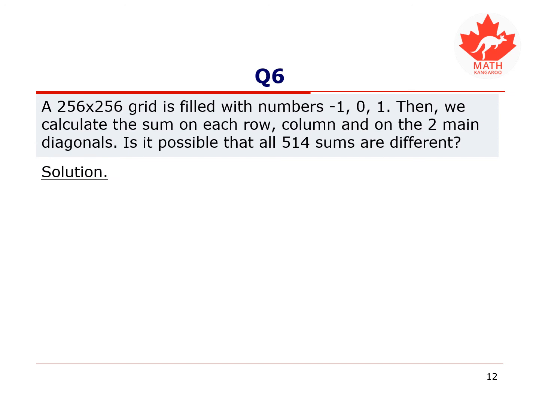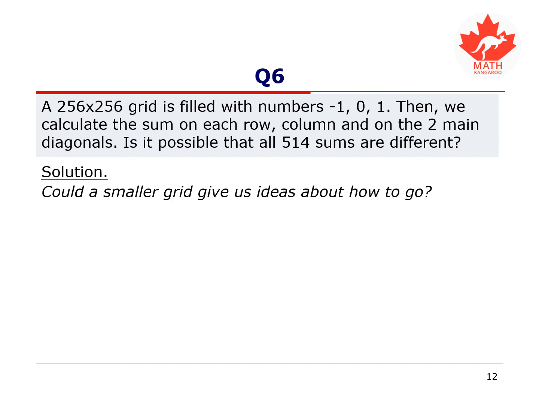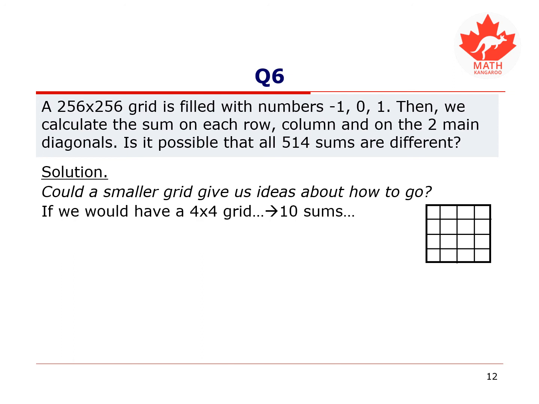I don't know about you, but I find 256 by 256 entirely too big of a grid to think about. So instead, I'm going to think about smaller numbers. If I find something that works, a solution for a 4 by 4, for example, it might give me a better idea for what to do in my more giant case. So if I consider a 4 by 4 grid, that's 4 row sums, 4 column sums, 2 diagonals, 4 plus 4 plus 2, 10 sums in total to consider. That's a lot easier on my brain than 514.